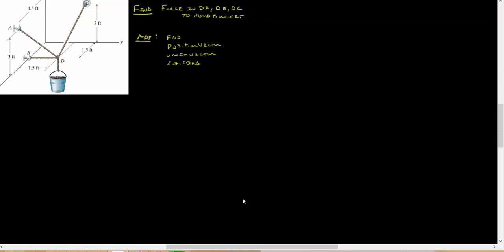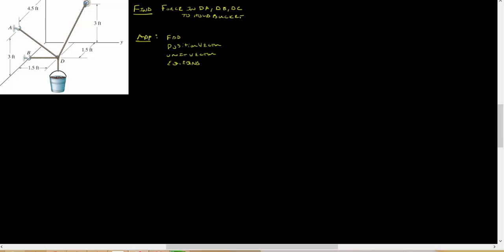Now in the previous problem, we did not have to find a unit vector. That was because all of the angles were given to us. In this example, we are given units of length. So we have to find the point for each A, B, C, and D, come up with our position vector, then find our unit vector, then multiply it by the force, then find our equilibrium equations. Alright, so let's get to work.